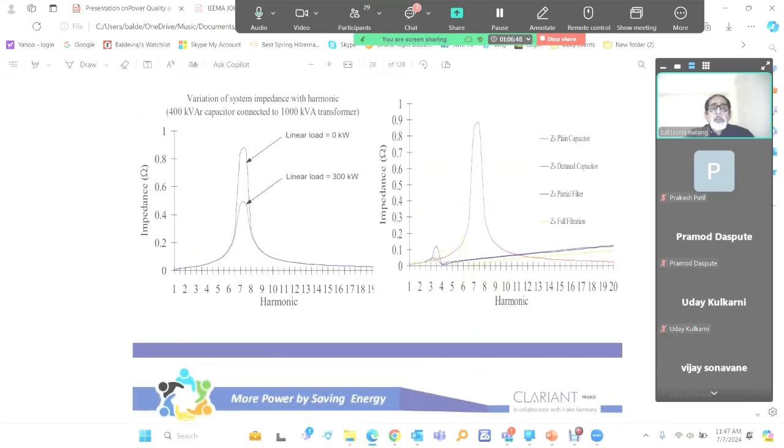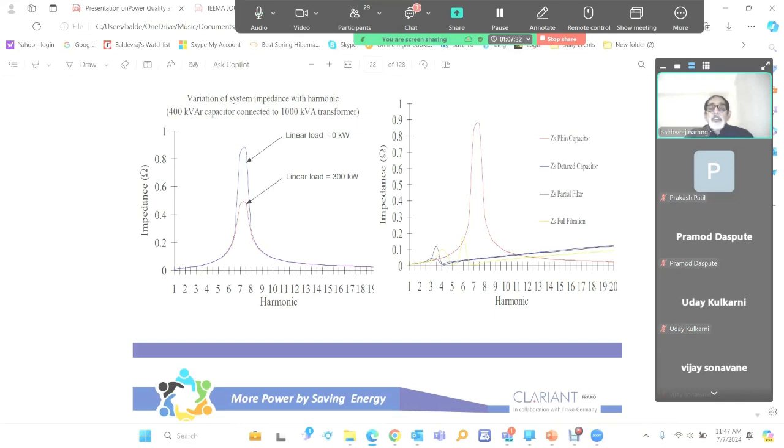So this is what I was explaining. When we are connecting a reactor, this is a curve between harmonic frequency and the impedance of the system. As the harmonic order increases, the impedance of the system increases initially, then attains a maximum value and starts decreasing. At this maximum value, this is the point of resonance. So it should not be at a point where some harmonic is present. Here it is close to the 7th harmonic.